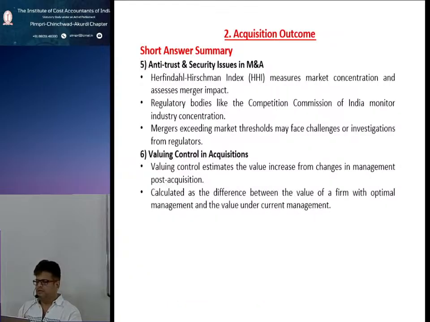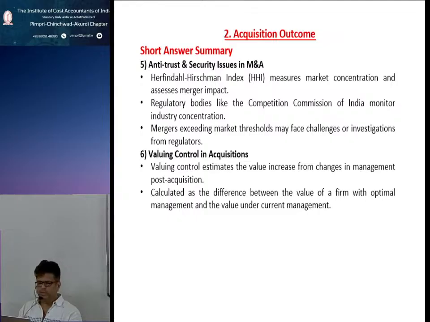The fifth answer dealt with antitrust and securities issues in mergers and acquisitions. The Herfindahl-Hirschman Index, HHI, measures market concentration and assesses merger impact. Regulatory bodies like the Competition Commission of India monitor industry concentration, and mergers exceeding market thresholds may face challenges or investigations from regulators. In short, question and answer 6 dealt with valuing control in acquisition.